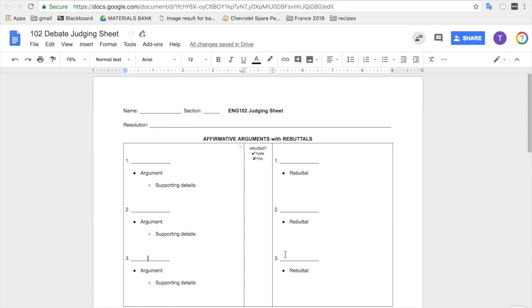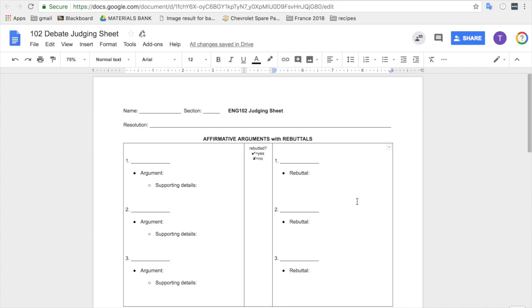And then your job during the debate will be to listen to the supporting details for each of the arguments, and then listening to the rebuttals from the other side. How does the other team rebut these arguments? So first of all, you just need to say, A, did they rebut the arguments, yes or no? And then B, what was the rebuttal? And again, just write the names of the person who gives the rebuttal next on the space provided.